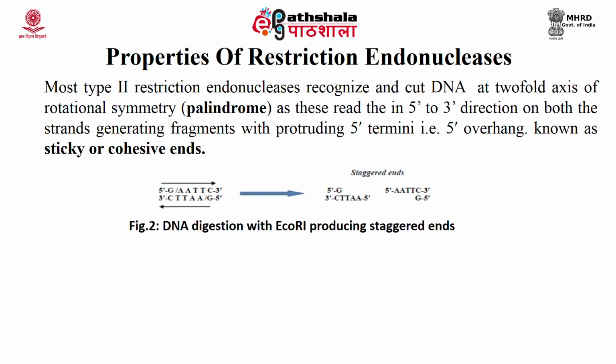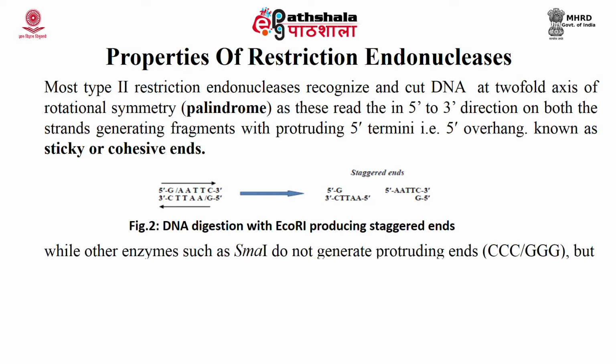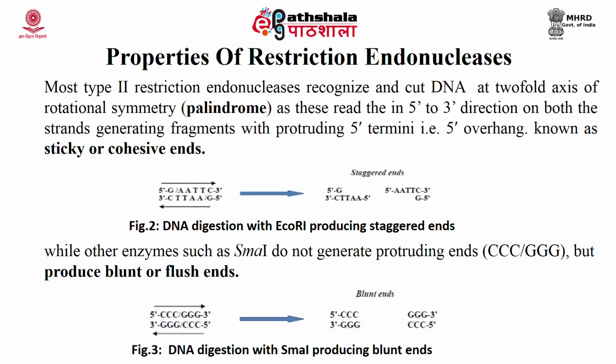Figure 2 shows the DNA digestion with EcoR1 producing the staggered ends. While other enzymes such as SmaI do not generate protruding ends but produce blunt or flush ends. Figure 3 shows the DNA digestion with SmaI producing blunt ends.